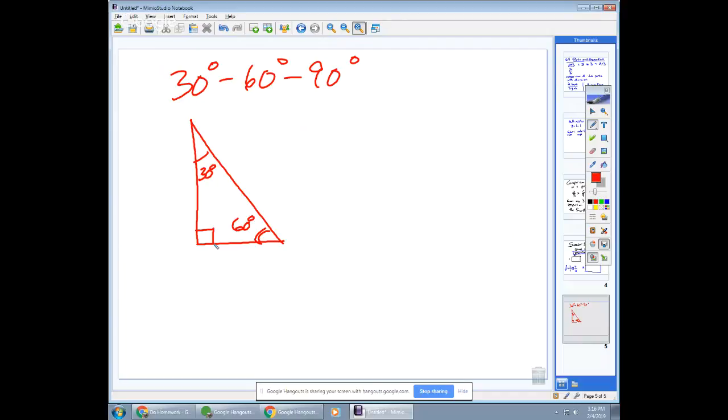If you draw any other 30, 60, 90 triangle based on some different side length, it's going to be similar to this one, in that the side lengths are proportional. If I'm sure that's a right angle and I'm sure that's a 30-degree angle up there, the remaining angle would have to be 60.